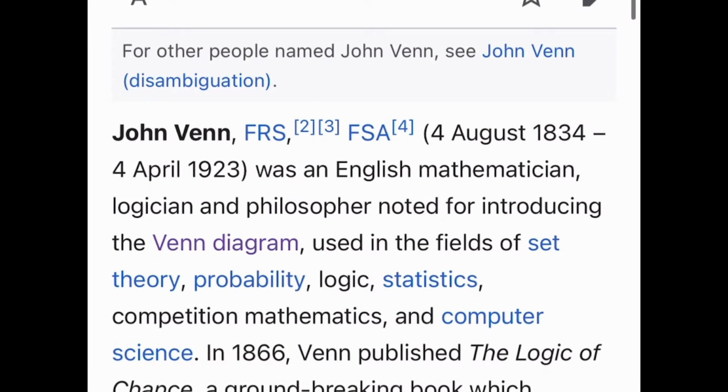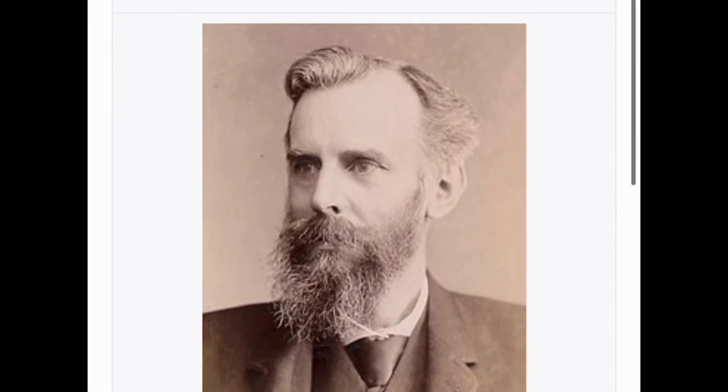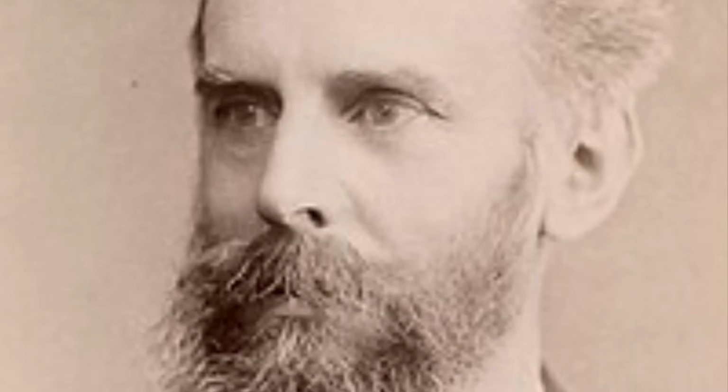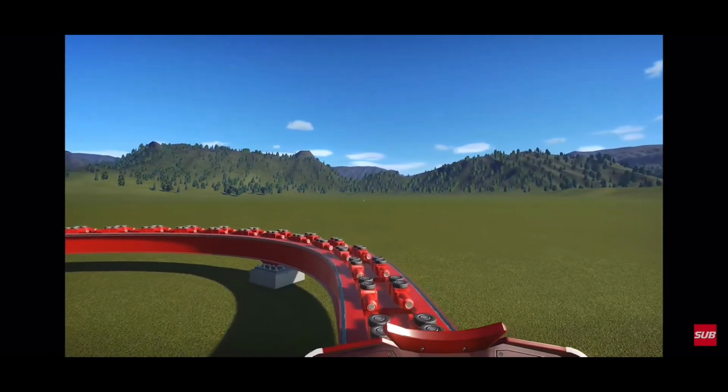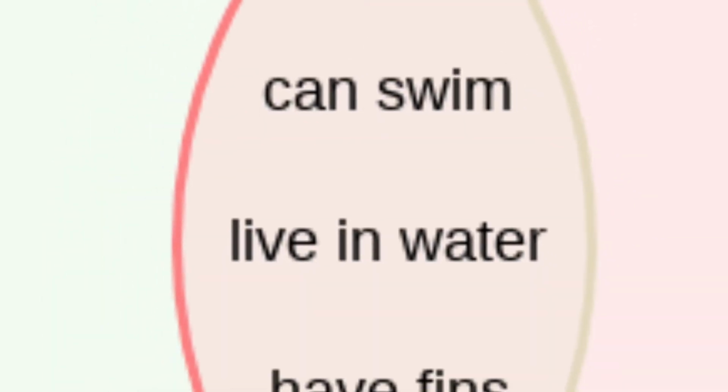They're old. They were invented by a man named John Venn. I'm sorry. John Venn invented the Venn diagram. And if the name John Venn sounds boring, well, you're in for one hell of a ride. A boring ride. Like a ride that just kind of goes in a circle. You see what I did there?